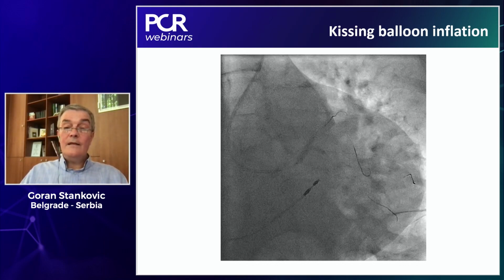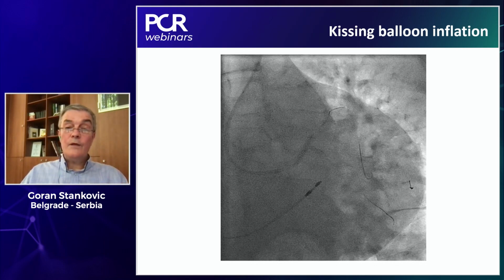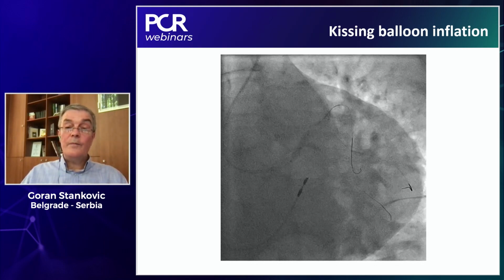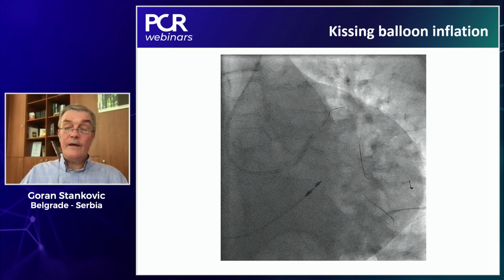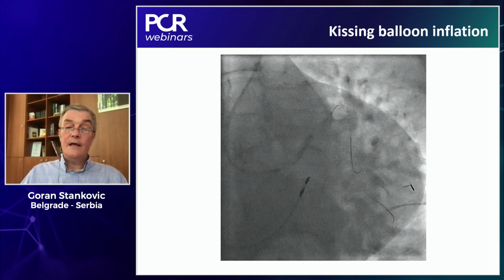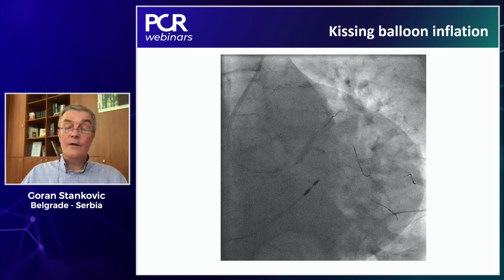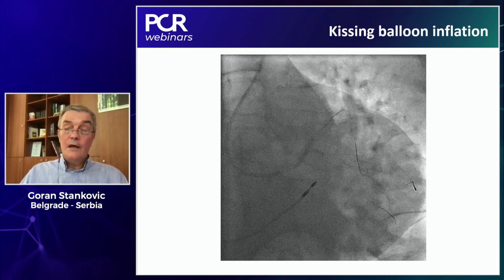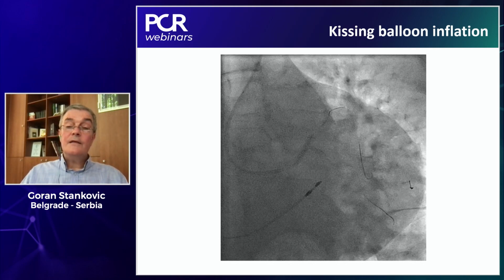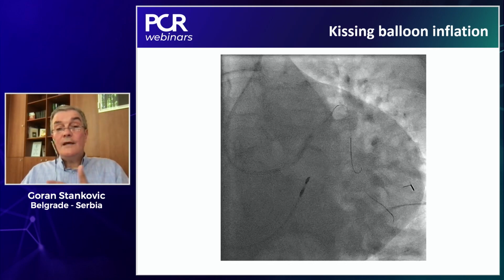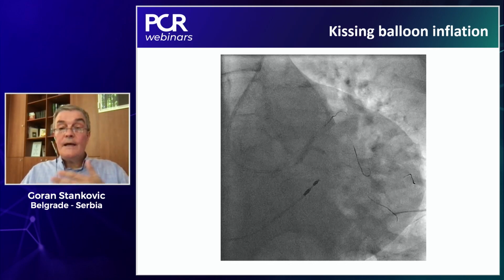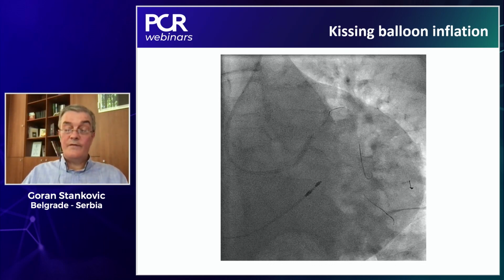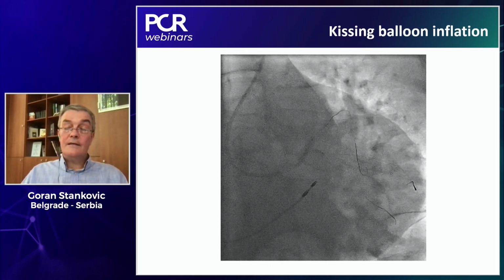The way we did this kissing, I can share with you at least what we learned from bench. We start by inflating the side branch balloon first, then we inflate the main vessel balloon, and at the end of the kissing balloon inflation, you keep increasing pressure in the side branch balloon, which has the goal to push some metal and scaffold the ostium of the side branch, in this case the circ.